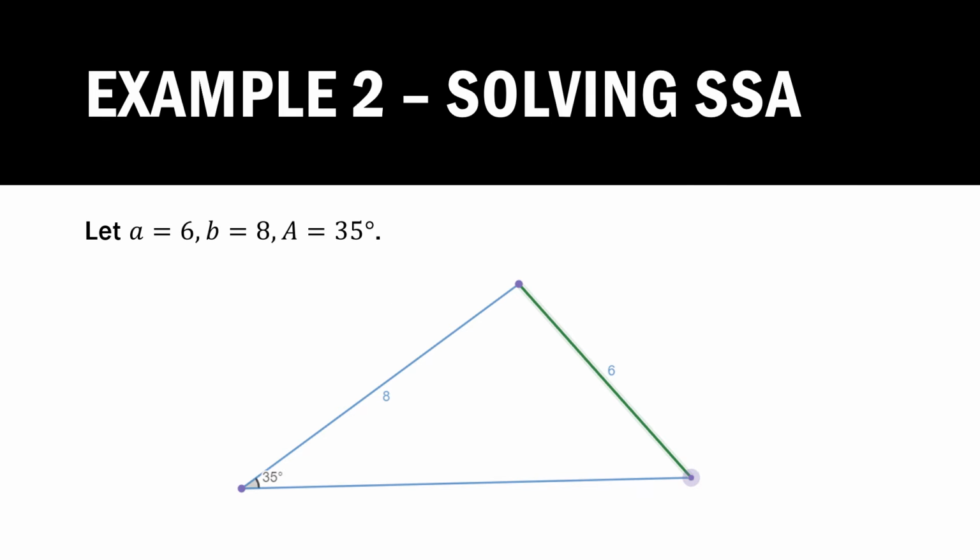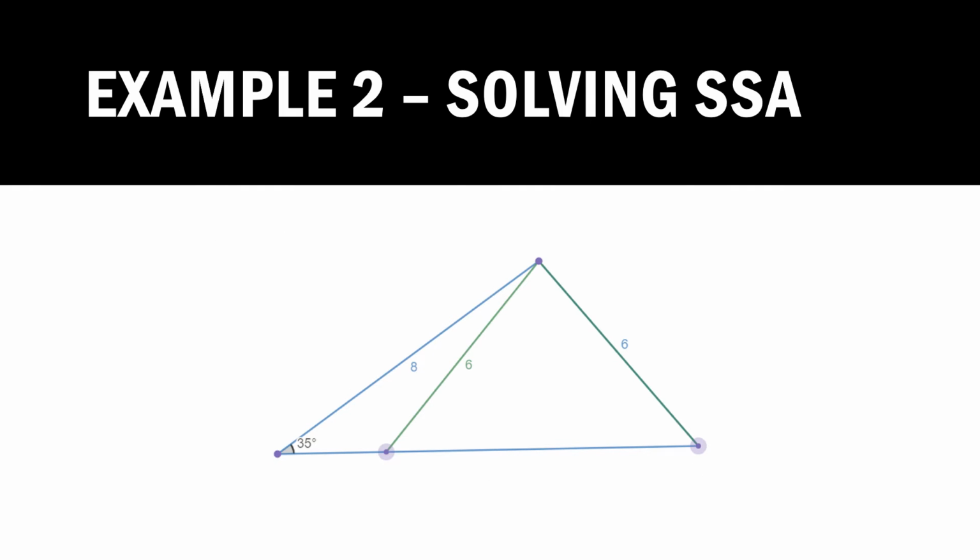Example 2. Solving side-side-angle. Let a equal 6, b equals 8, and A equals 35 degrees. So here's a triangle where we have satisfied the information given. Notice that the two angles at the bottom are acute, and the top angle appears to be slightly obtuse.